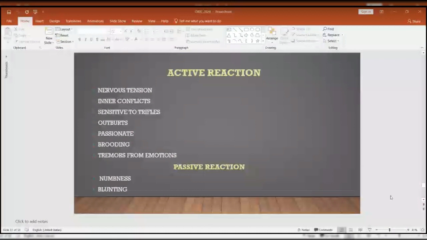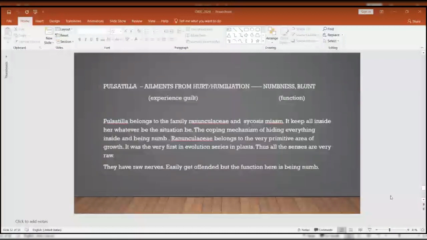So with Pulsatilla, how is he experiencing it? That is the ailments from hurt or humiliation. That is the experience. And how is he functioning? That is being numb or blunt. So Pulsatilla belongs to the Ranunculaceae family and is a psychotic mechanism. They keep inside them, whatever the situation may be. The coping mechanism is hiding everything inside and being numb.